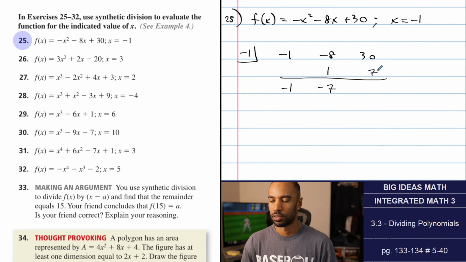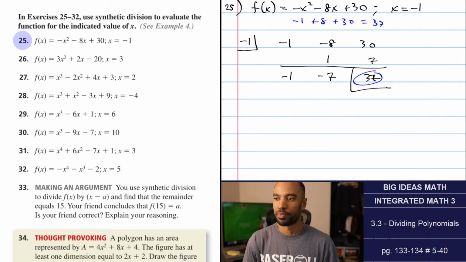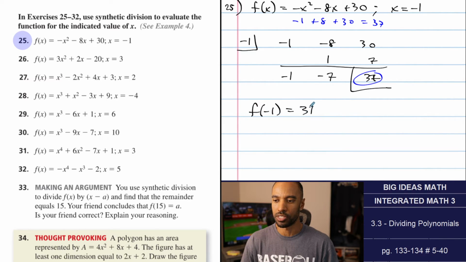Multiply. Oh, did I do something wrong on the first? Oh, that was a negative 1. I'm sorry. This was negative 1 plus 8 plus 30, which is 37. My bad. I said that wrong. I said negative 1 and then I said 1 plus 8. Anyway, 37. So 37 is that guy there. That's going to be the answer for f of negative 1. f of negative 1 equals 37.